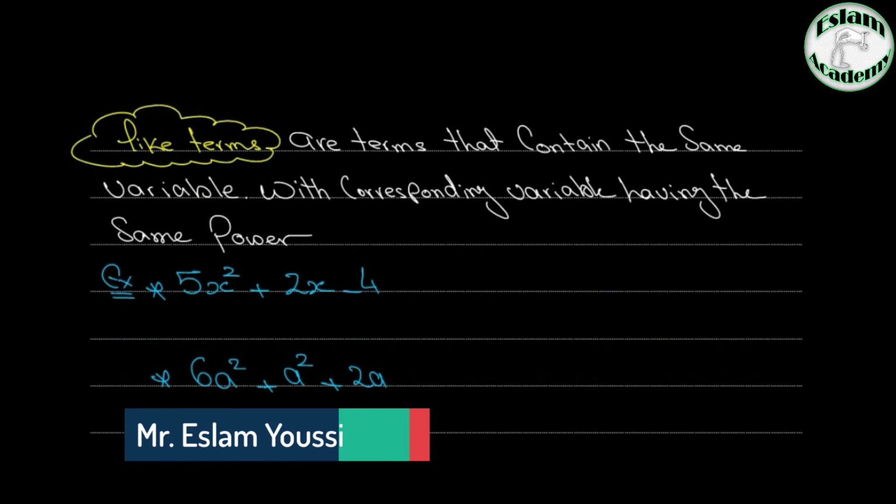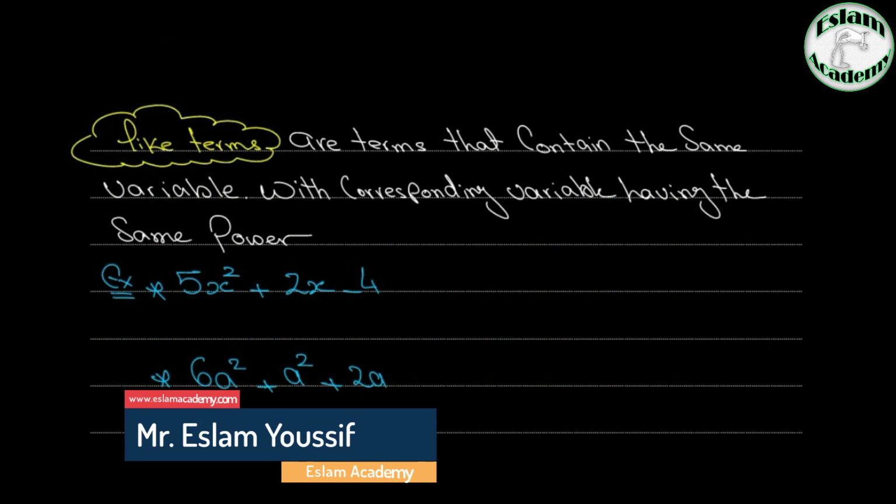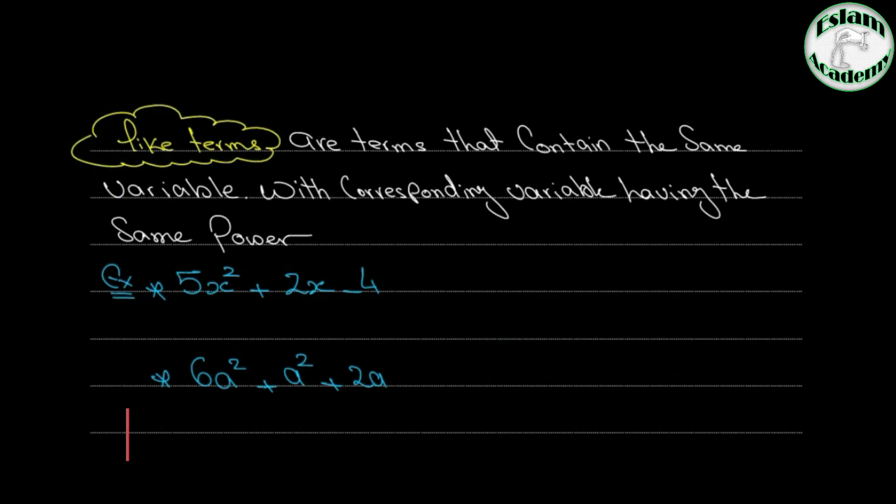Lesson 4. The distributive property. In this tutorial we'll learn the meaning of like terms and how we can simplify them. Like terms are terms that contain the same variable with the corresponding variable having the same power.